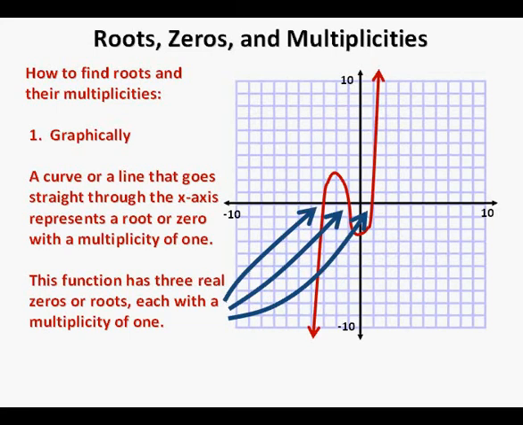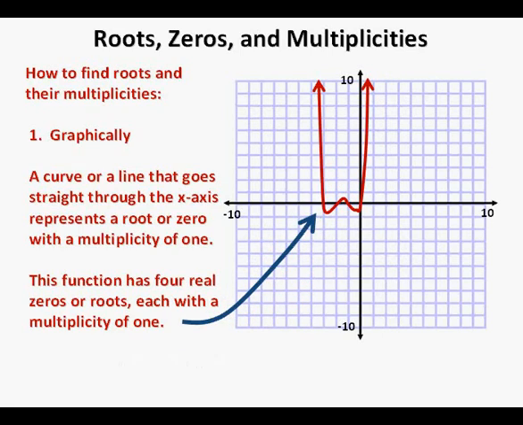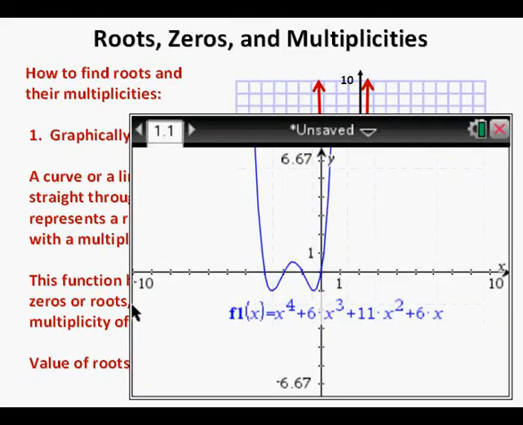Now this function shown has 3 real zeros or roots, each with a multiplicity of 1. By the way, this function is a cubic function, and the value of its zeros are -3, -1, and 1. And this function has 4 real zeros or roots, and each zero or root has a multiplicity of 1. Now this graph is of a 4-degree polynomial function with 4 roots, each with a multiplicity of 1.